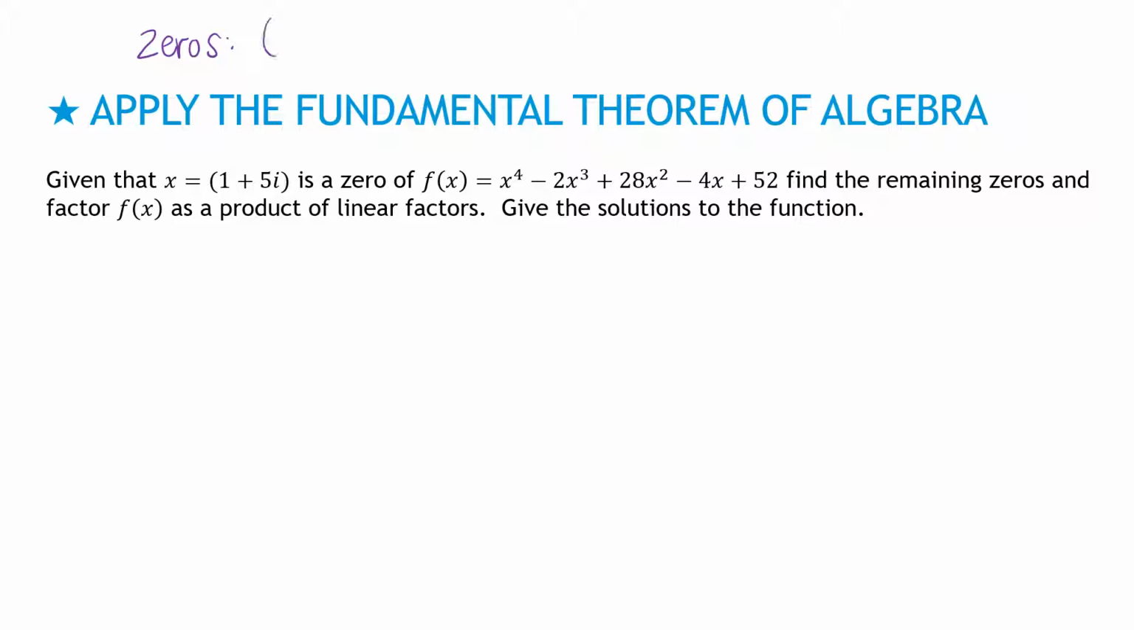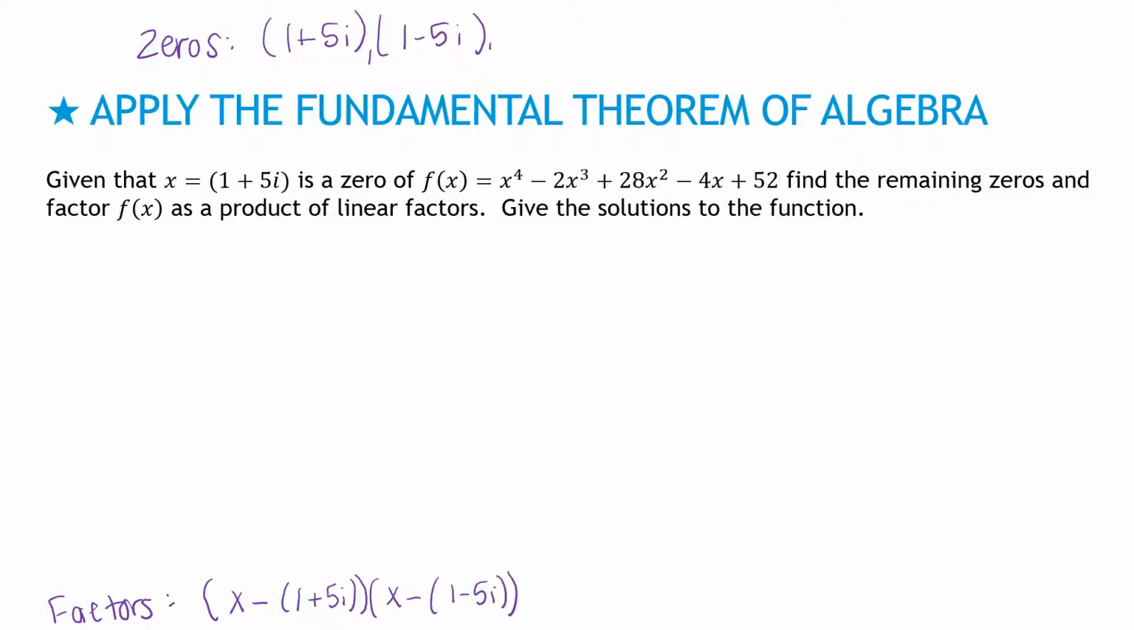Again, I know 1 plus 5i is a zero, and I also know that 1 minus 5i is a zero. And if I want to keep track of my factors, that would be x minus 1 plus 5i, and then x minus 1 minus 5i.